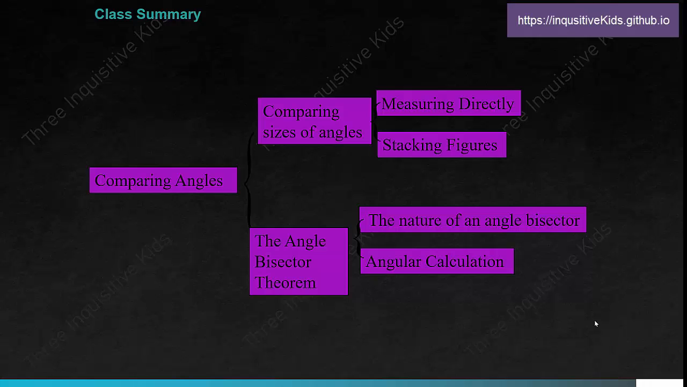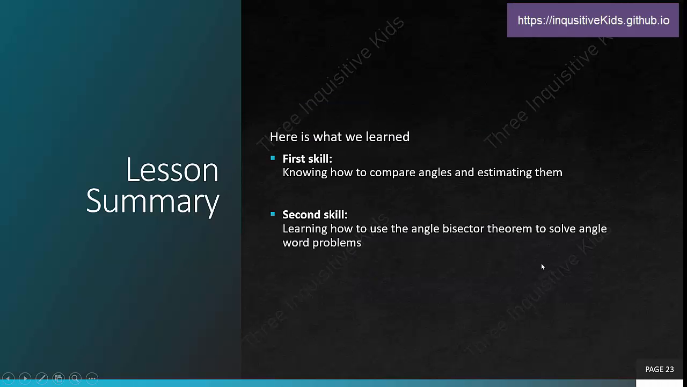The main idea of the lesson today was about comparing angles, and we learned all about comparing the sizes of angles, which was measuring directly and stacking figures, and the angle bisector theorem, the nature of an angle bisector, and angular calculation. And what were some of the skills we learned? Well, the first skill was knowing how to compare angles and estimating them, and learning how to use the angle bisector theorem to solve angle word problems.